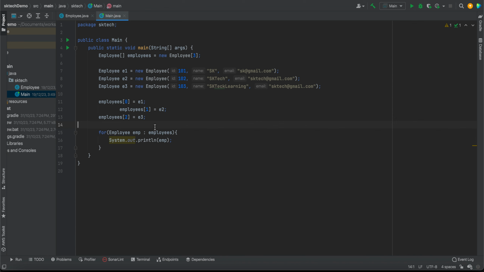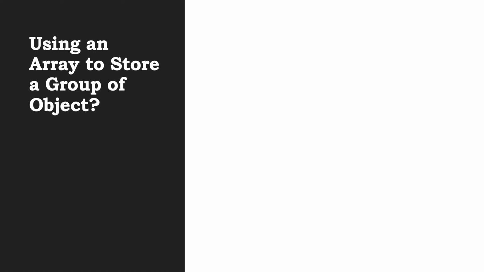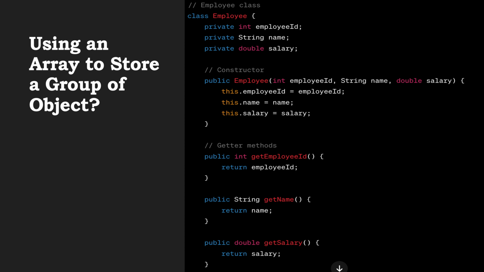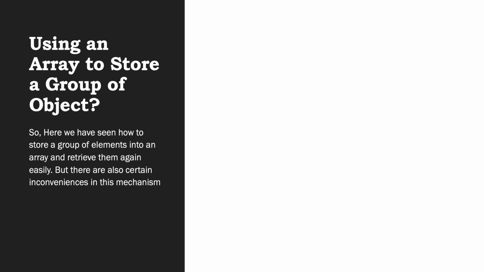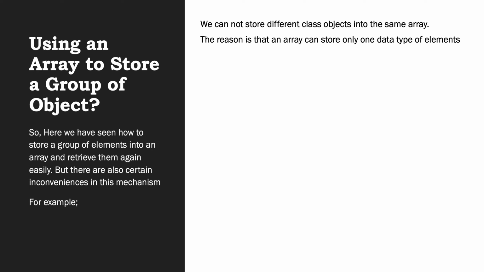So let's go to the PPT and understand the problems here. This is the example we have seen just now. So what is the problem here? We have seen how to store a group of elements into the array and retrieve them easily, but there is some inconvenience in this mechanism. The first problem we can observe is that we cannot store different class objects in the same array. The reason is that an array can store only one data type of element, right? That's the definition of the array. It cannot store different types of objects. So that's one problem that we will face if we go with the array.